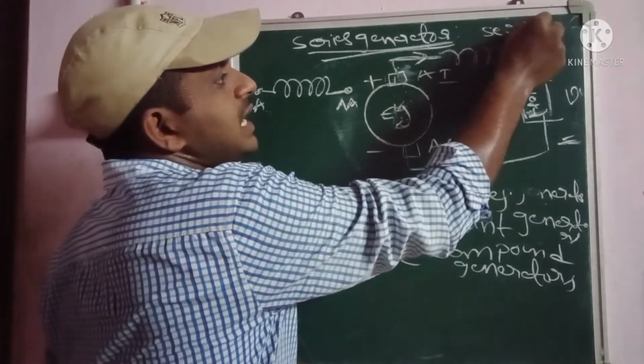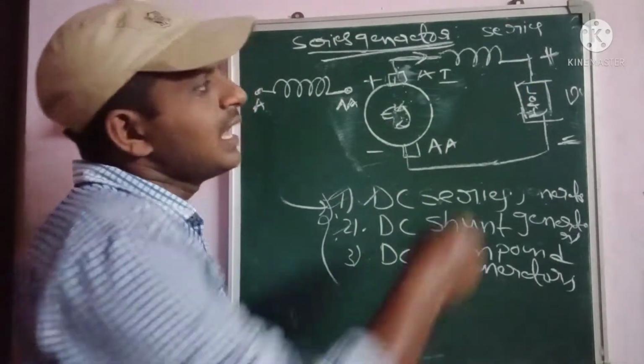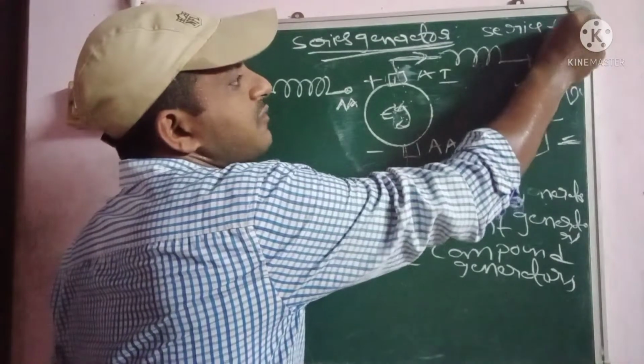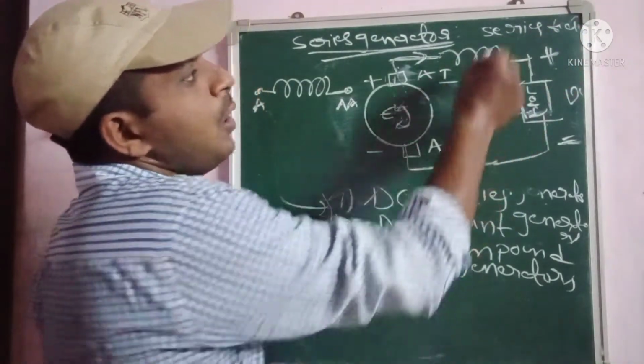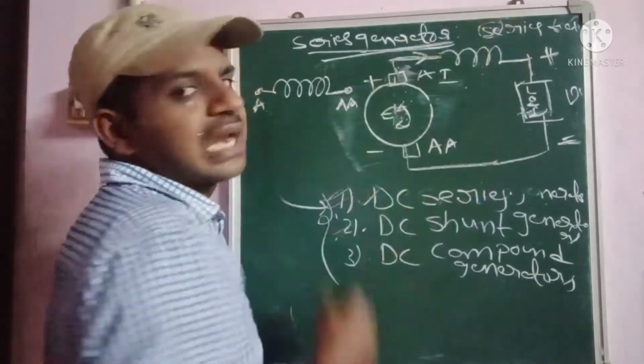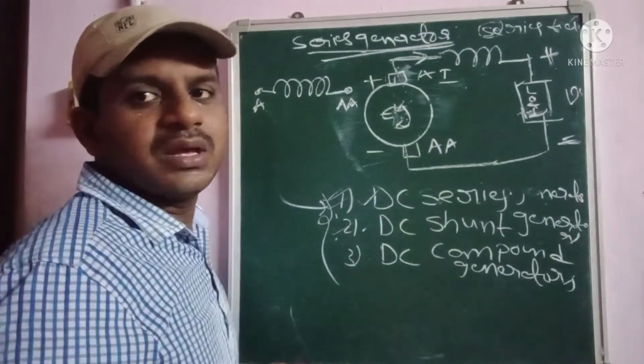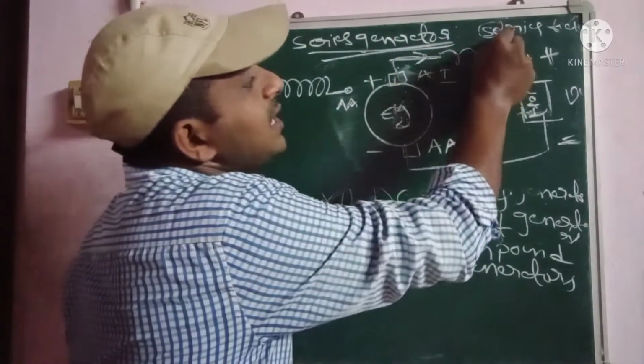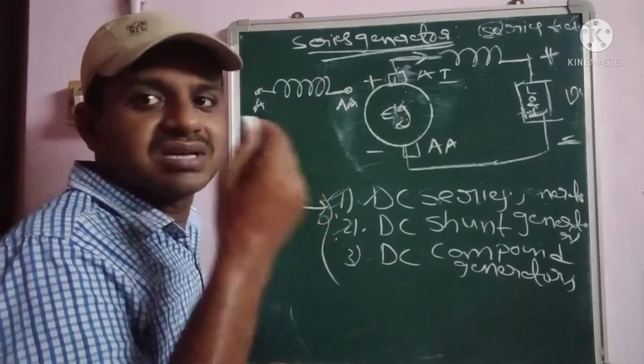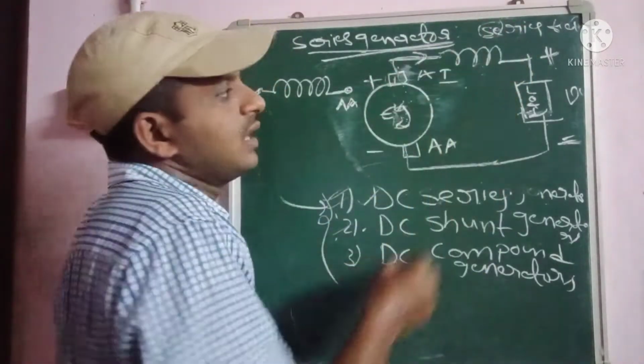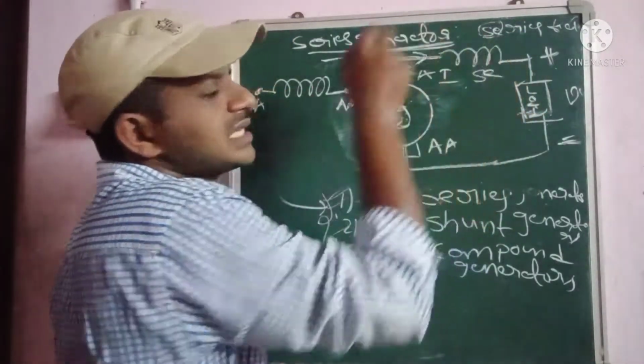So that's why series field, series field winding. So that's why we have to take the starting two words, like SC. Here we are taking the SC. So this is the series field winding.